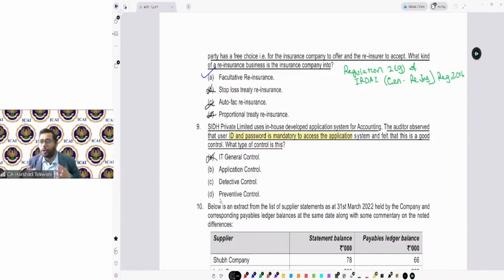Application control is the control which helps the application to function correctly. ID password is something which is related to the user and user access. It is not with respect to the application to function correctly. Again, it's not an application control.